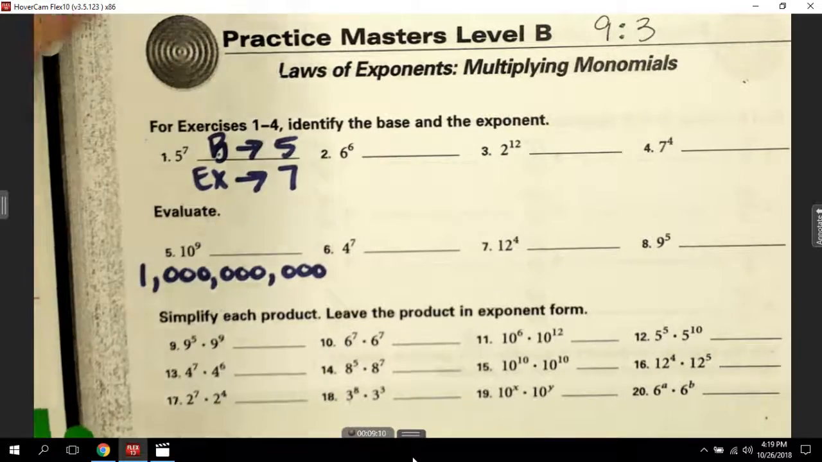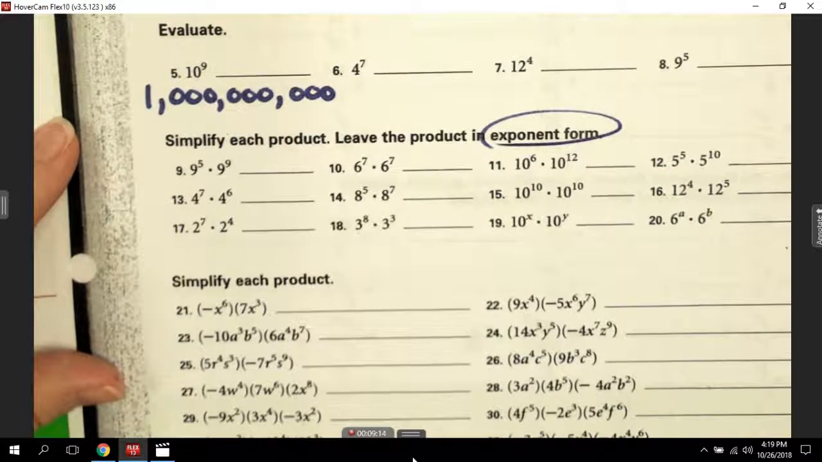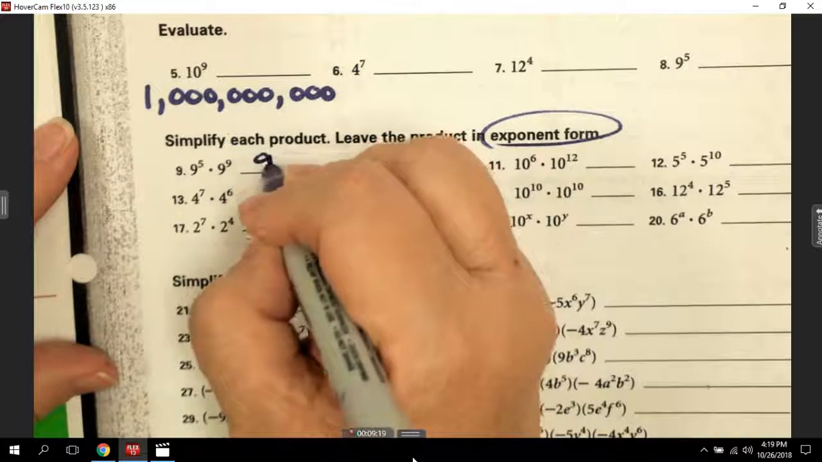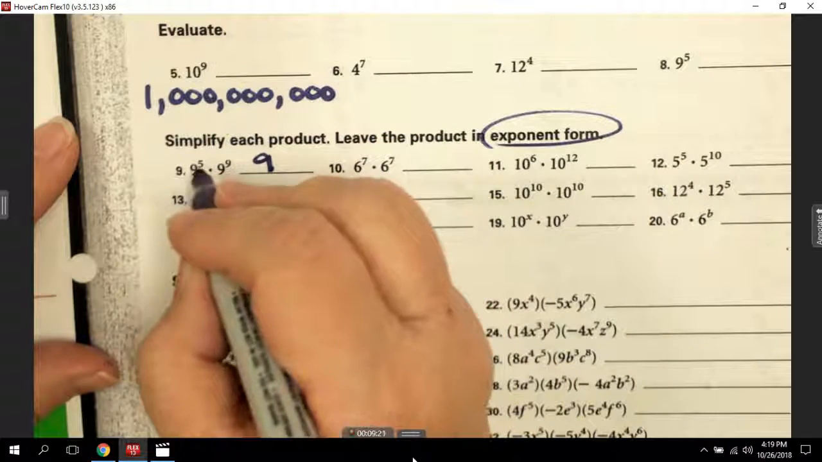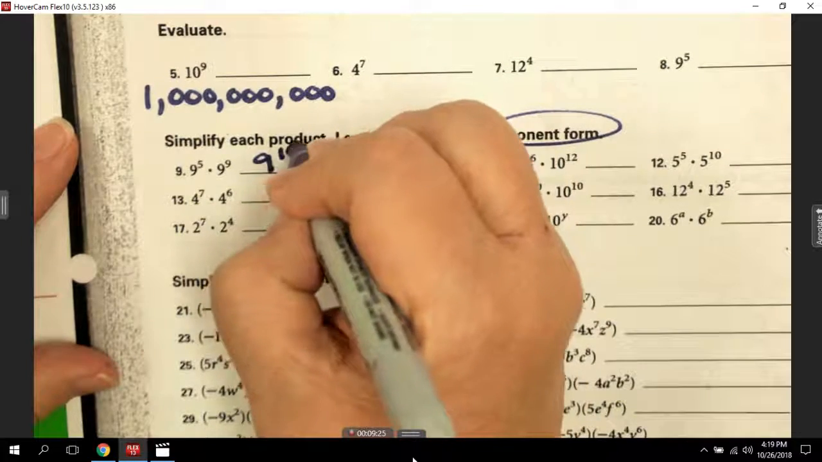Next section is simply writing it with exponents. Make sure you pay attention to your directions. Here we're going to have multiplication. Our base number is the same, so we're going to take the rule and add its exponents, which gives us 9 to the 14th power.